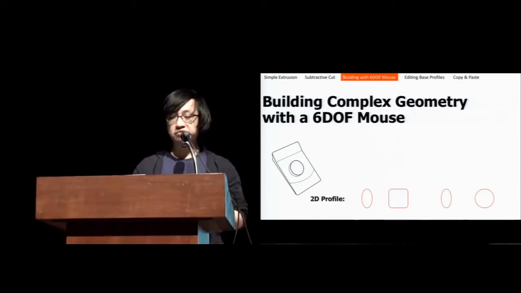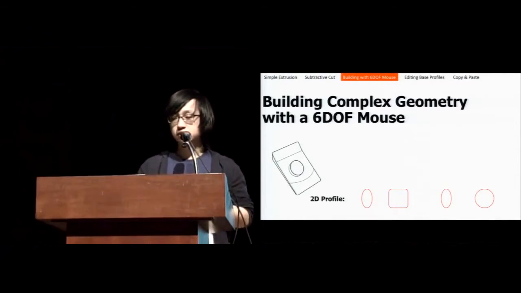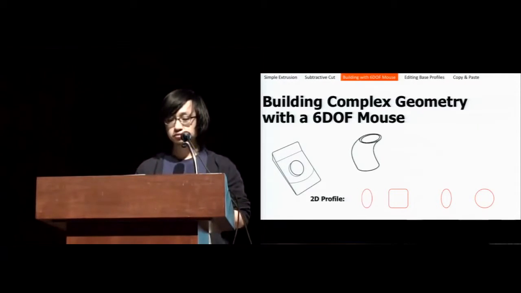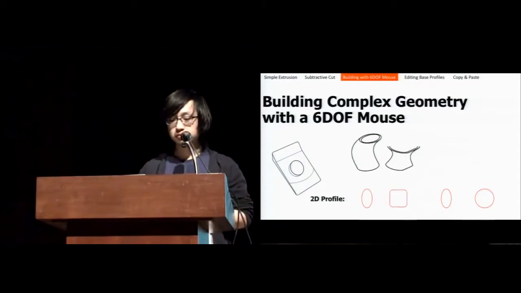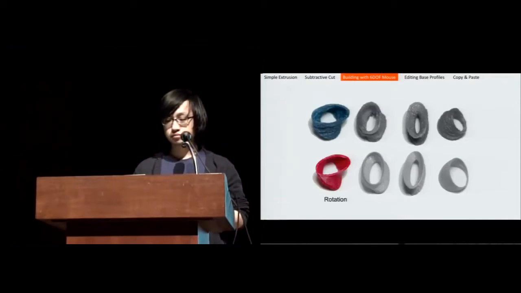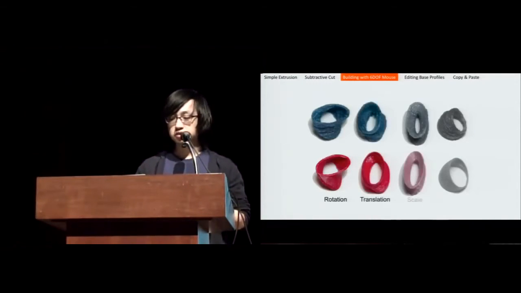With the 6DOF mouse, the user can use the non-dominant hand to control each of the layers of the 2D profile to create translation, scale, rotation, or tilt. Here are a couple of results created with a single 6DOF mouse operation.